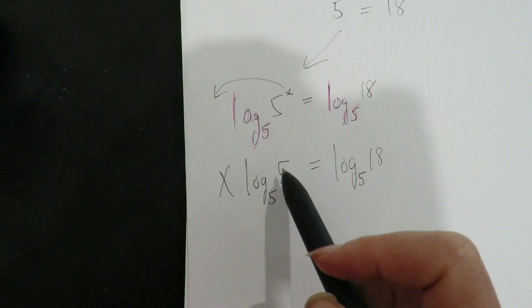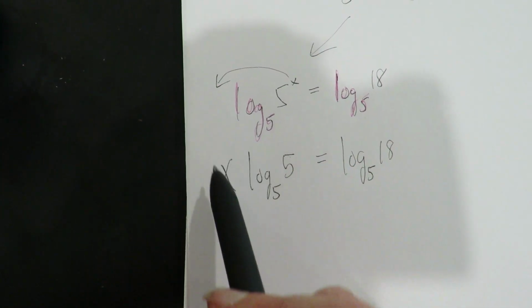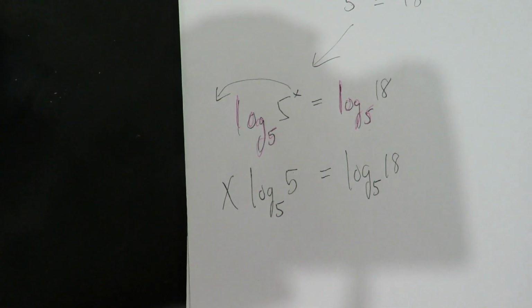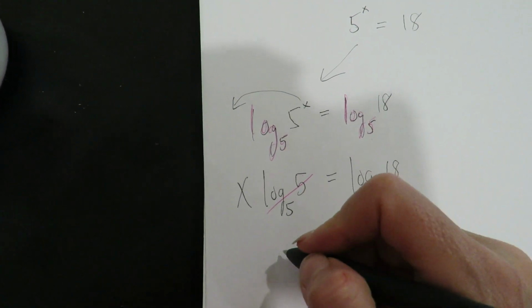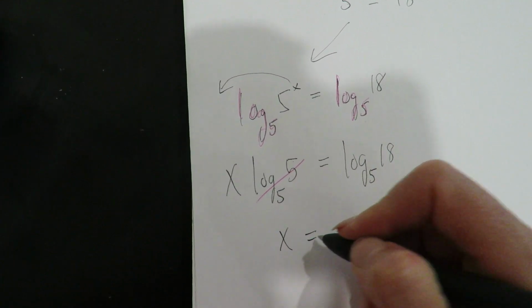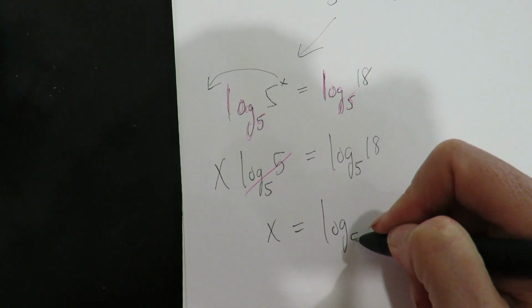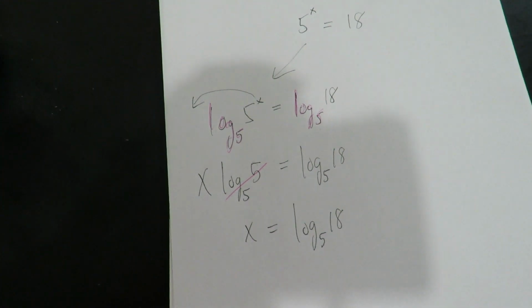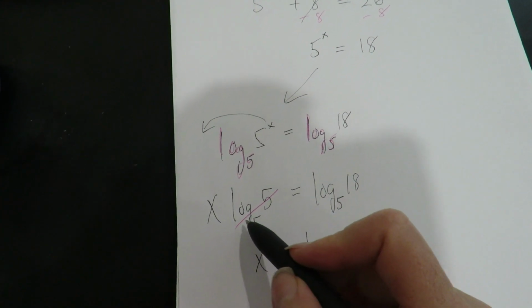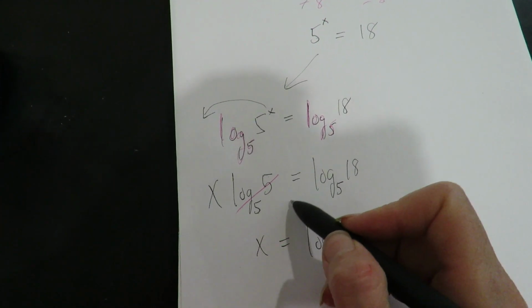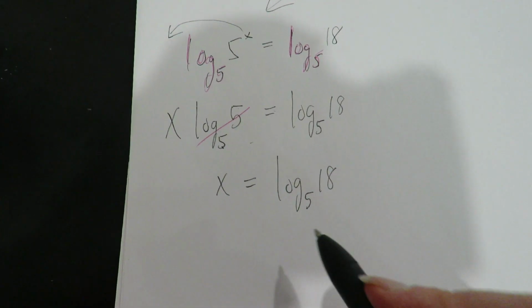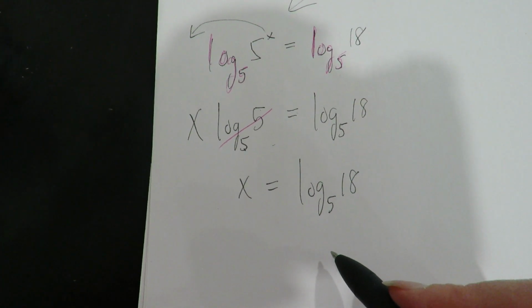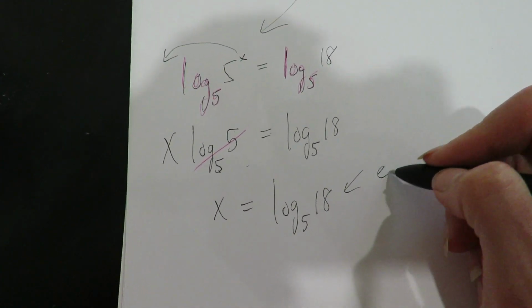I use that log property we just learned where you can bring the exponent down in front. Now since this matches, this is going to end up being a 1. Right, if you think about log base 5 of what equals 5, it has to be 5 to the 1 equals 5. So this is what we would call the exact answer.